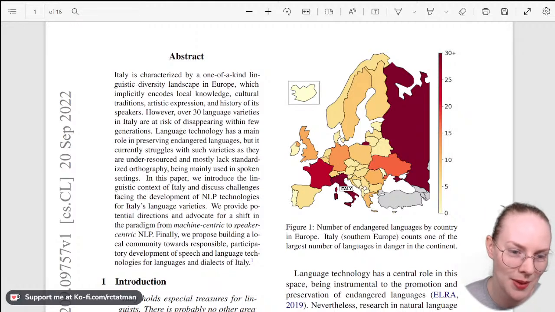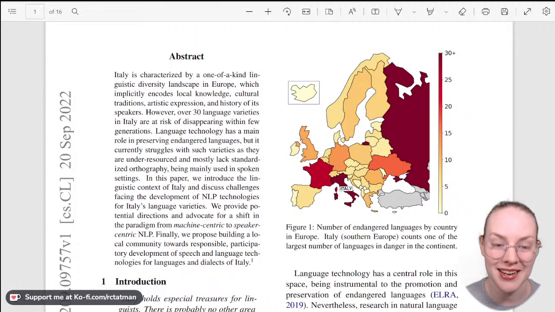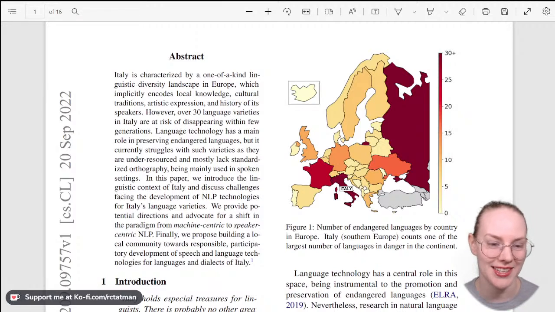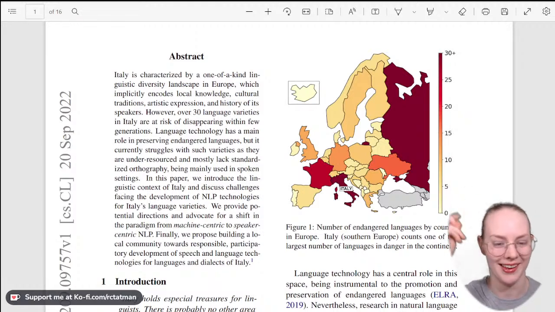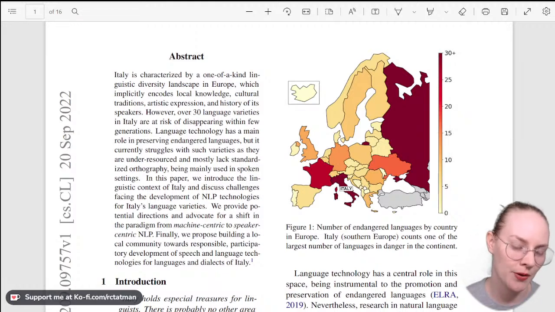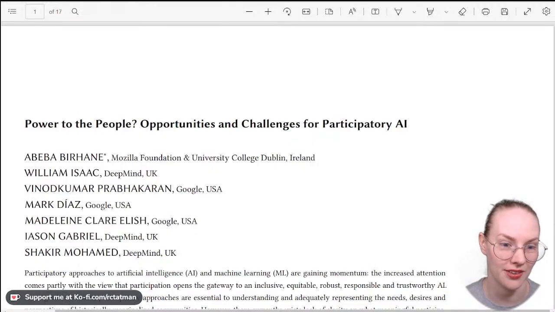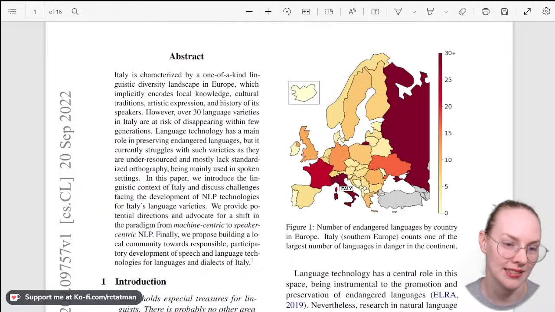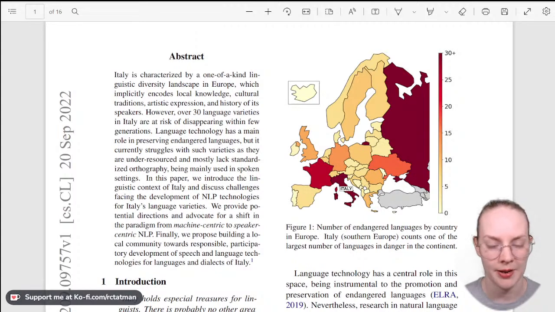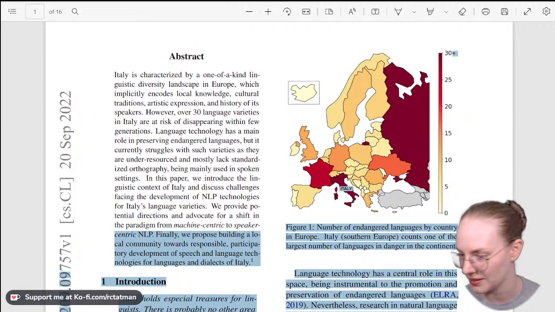Anyway, so in this paper, we introduce the linguistic context of Italy and discuss challenges facing the development of NLP technologies. We provide potential directions and advocate for a shift in paradigm from machine-centric to speaker-centric NLP. Absolutely. Music to my ears. Love to hear it. Finally, we propose building a local community towards responsible, participatory, we just talked about participatory stuff, and participatory AI in this last paper, development of speech and language technologies for languages and dialects of Italy, right? So the people who are using the language variety are involved in building the systems and deciding what's most important to them.